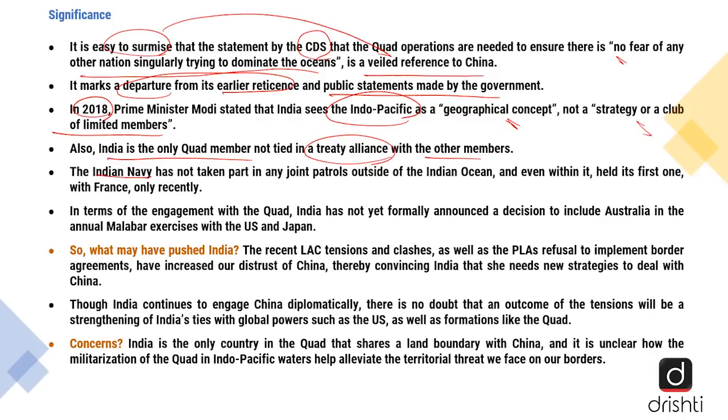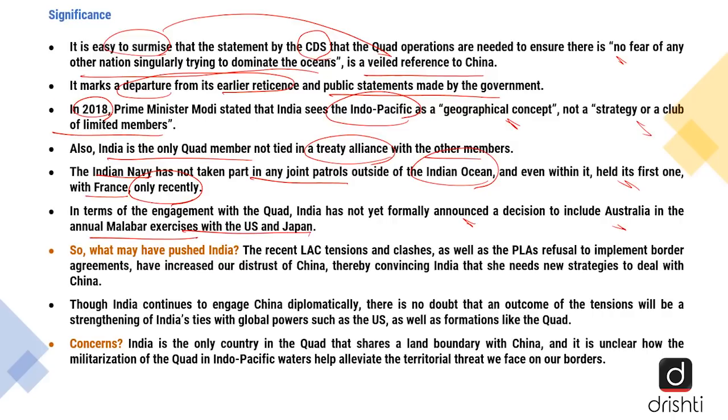The Indian Navy has also never taken part in any joint patrols outside of the Indian Ocean, and even within the Indian Ocean, it held its first joint patrol with France only recently. In terms of engagement with the Quad, India has also not yet formally announced a decision to include Australia in the annual Malabar exercises with the US and Japan.